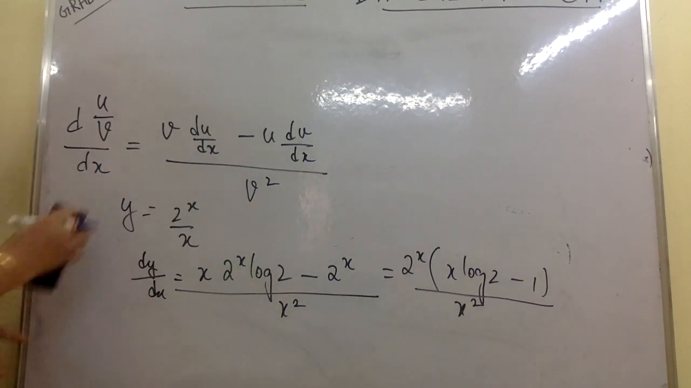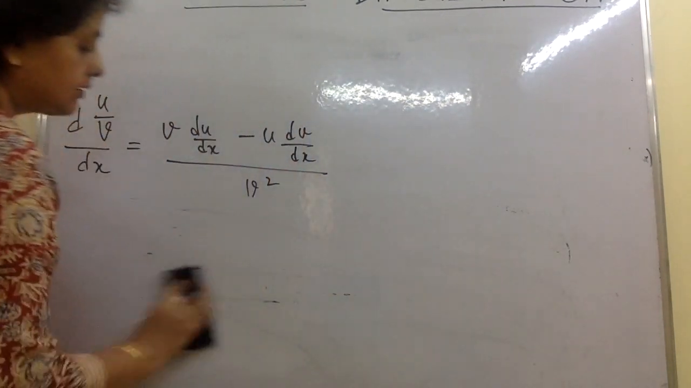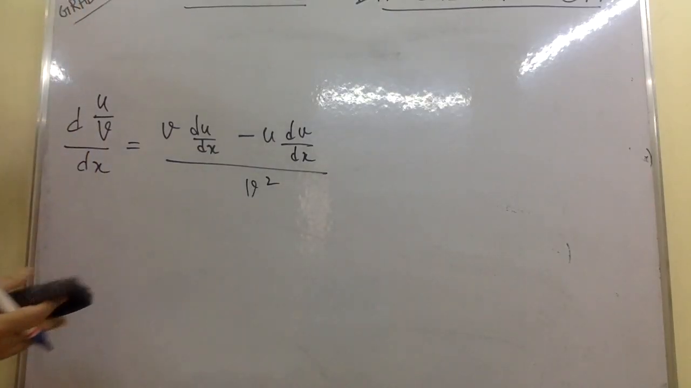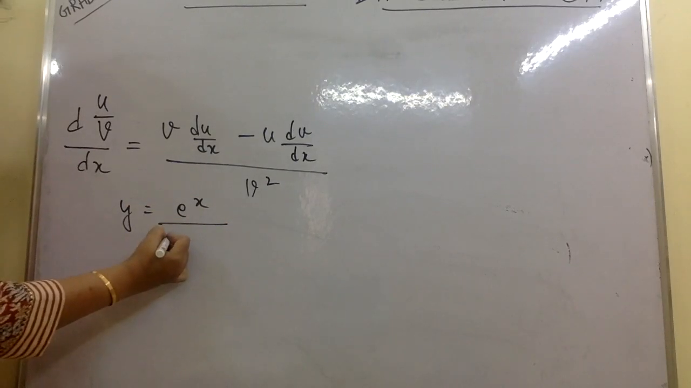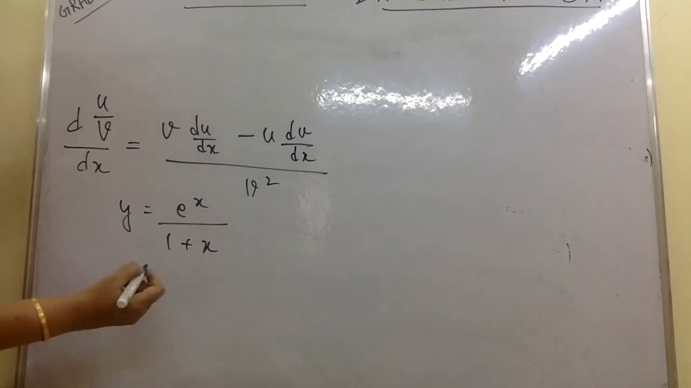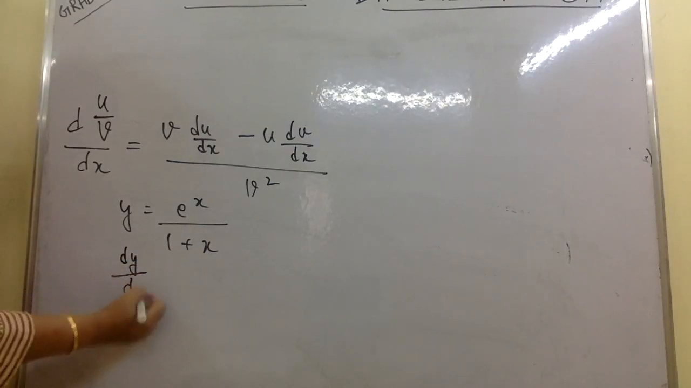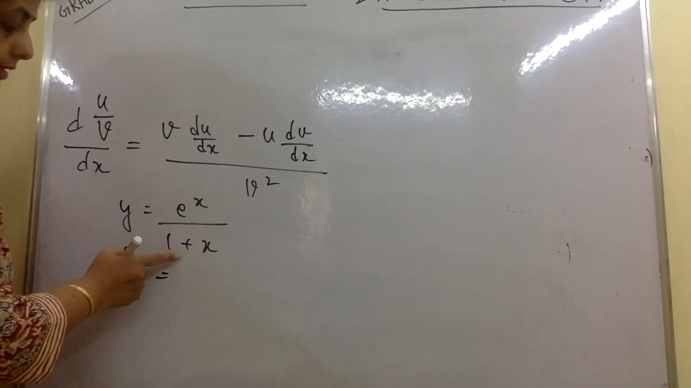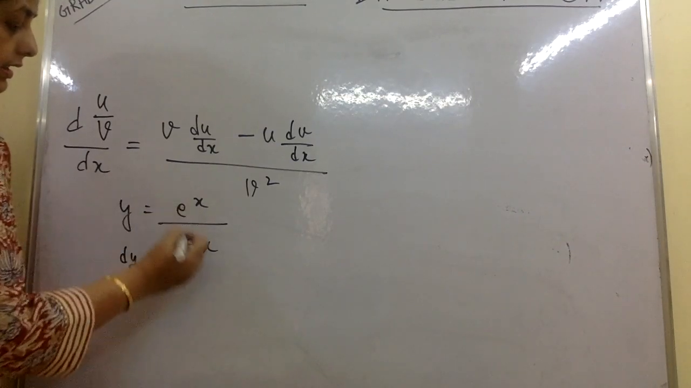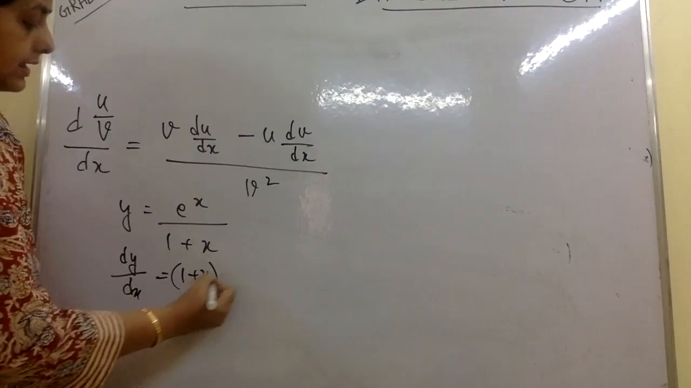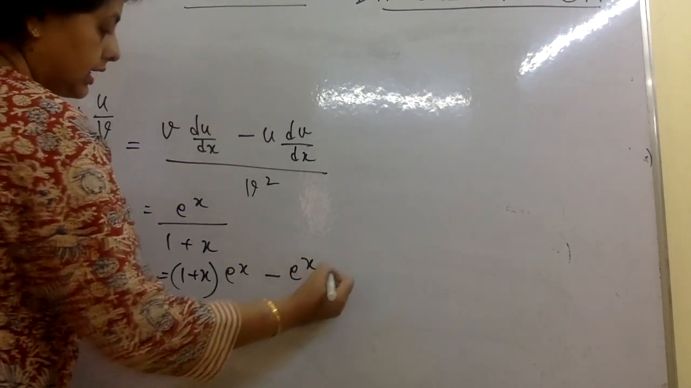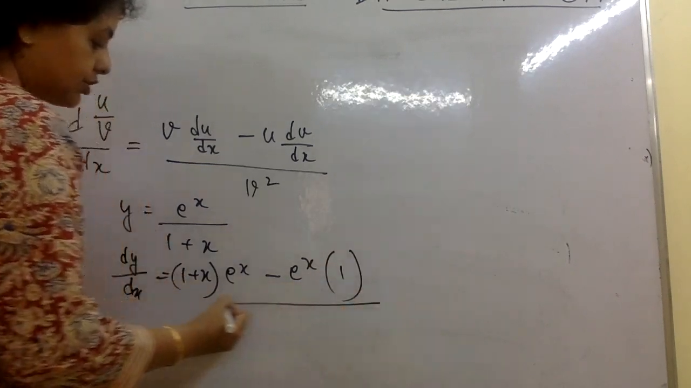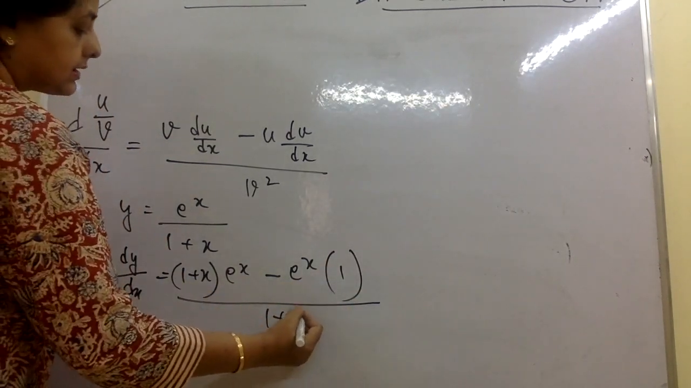Let's see the next question. I'll keep writing this formula so that it's easier. Whenever you do this sum, you should have this formula written in front of you. y is equal to e to the power x by 1 plus x. How do you do this? dy by dx. Clearly this is u by v. First write the v, 1 plus x. Then differentiate the u. Put the minus sign. Then write the u, and differentiate the v, which comes to a 1. And 1 plus x whole square.